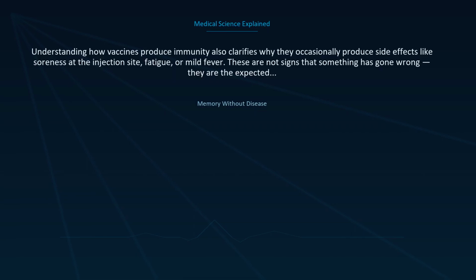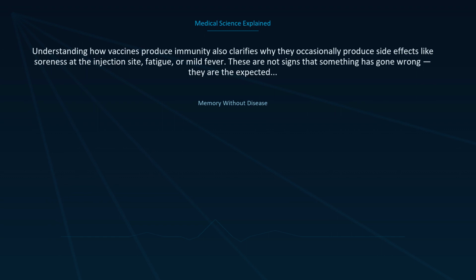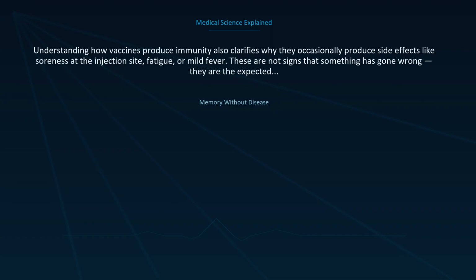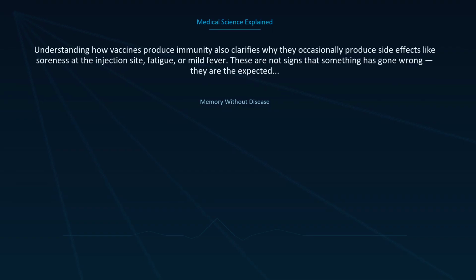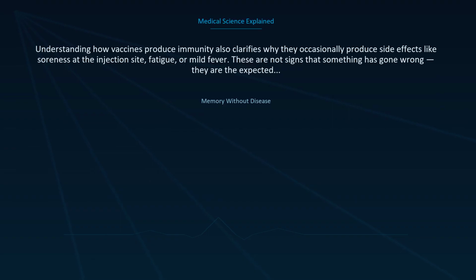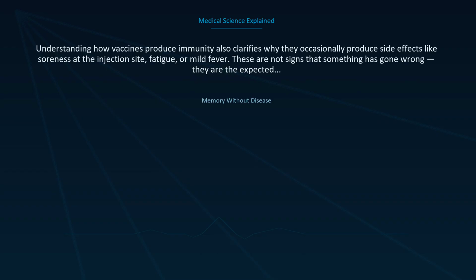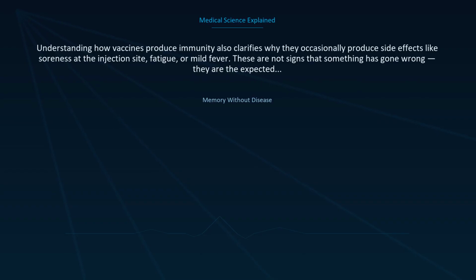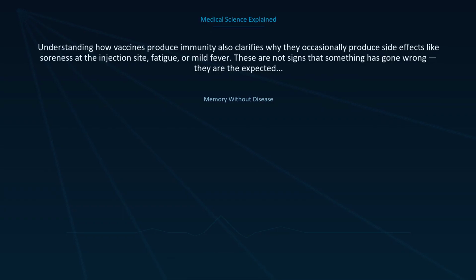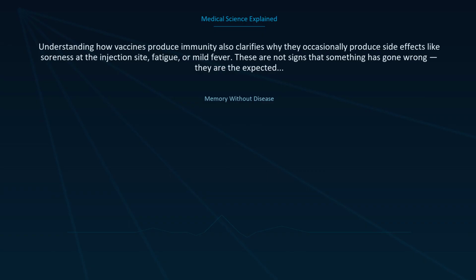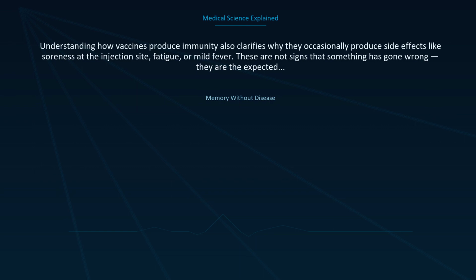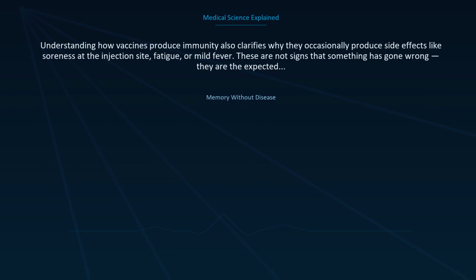Understanding how vaccines produce immunity also clarifies why they occasionally produce side effects like soreness at the injection site, fatigue, or mild fever. These are not signs that something has gone wrong, they are the expected footprint of an active immune response. The redness and swelling at the injection site reflect the innate immune response, vasodilation, increased permeability, and neutrophil recruitment. The systemic symptoms, fatigue, mild fever, and muscle aches, reflect the release of cytokines like interleukin-6 and tumor necrosis factor alpha that are part of the body's normal response to perceived infection.